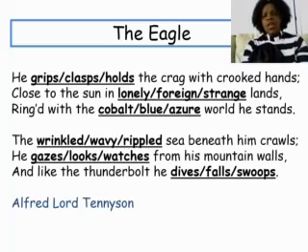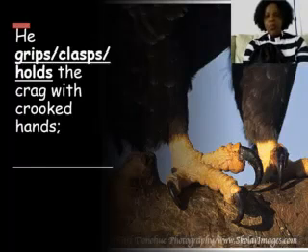It's also telling us, if you replace the word foreign with lonely, that the eagle is quite an isolated bird as well. Ringed with the cobalt blue azure world he stands, so really in tune with nature. The wrinkled, wavy, rippled sea beneath him crawls. You can see how fast this bird is going by that imagery. He gazes, looks, watches. So now we see he's a predator from his mountain walls, and then like the thunderbolt he dives or falls or swoops. So we are drilling down.